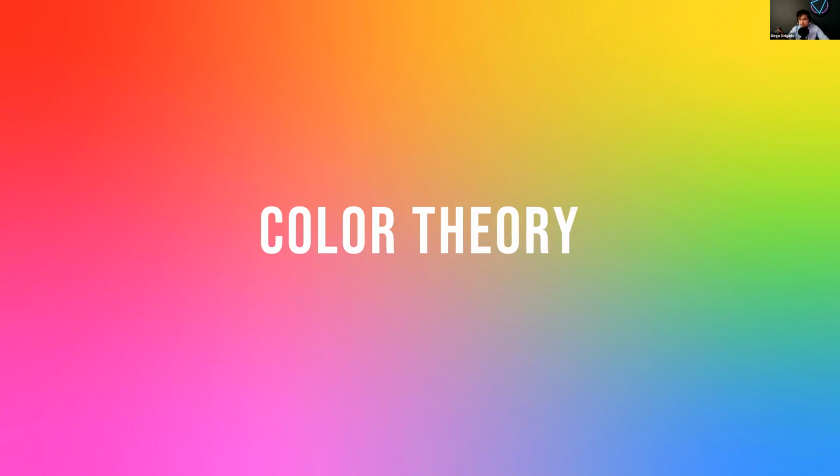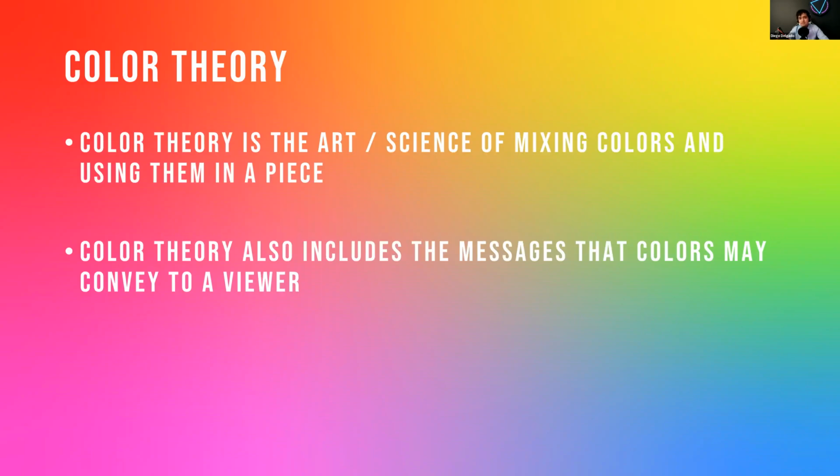All right. So moving on, we're going to talk a little bit about color theory. Color theory is the art and science of mixing colors together and using them in a piece. And when I say mixing colors, I don't necessarily mean you have this color of paint and this color of paint and you mix them together to get a new color. I mean combining colors, like you have one color and then another color to accent that color. Color theory also includes the kind of subliminal messaging that colors can send or convey to a viewer.